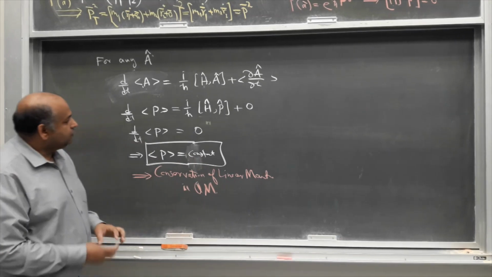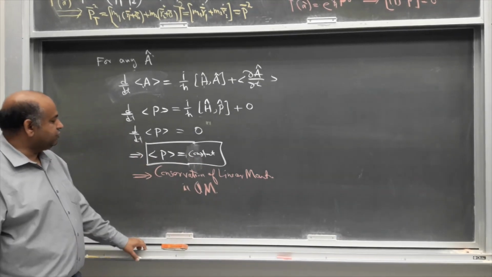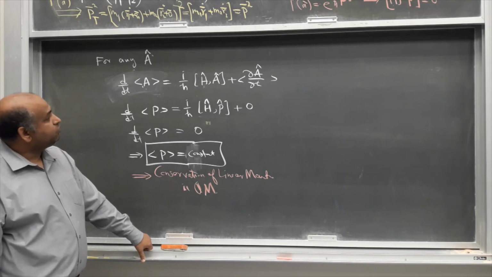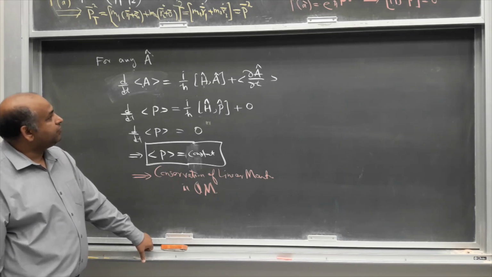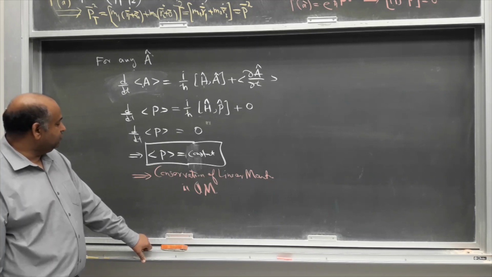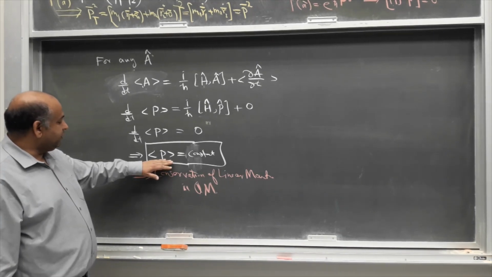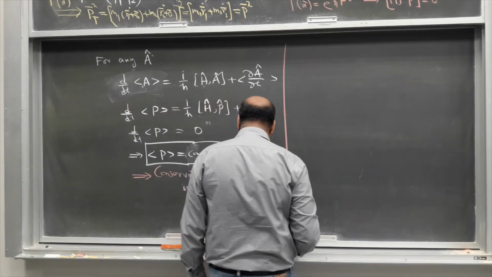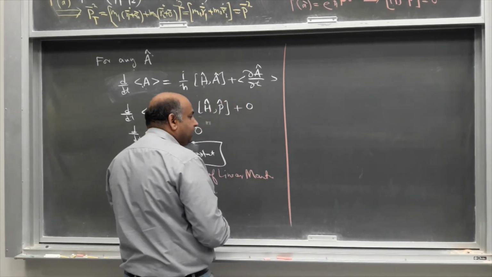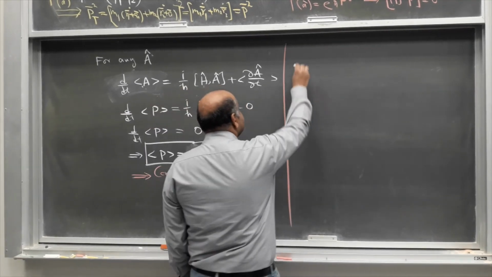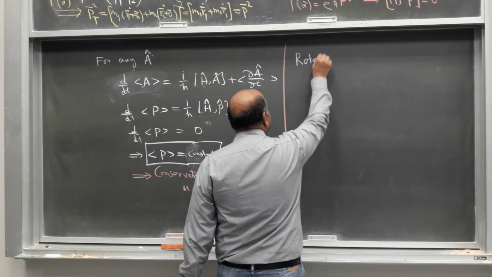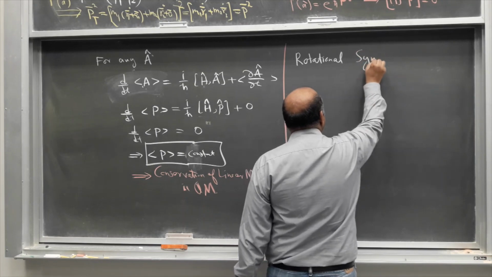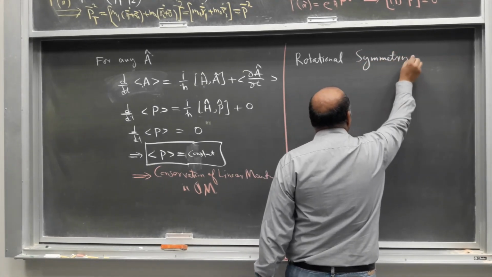Okay. So now we see that the translation operator commutes with the Hamiltonian, so the momentum operator commutes with the Hamiltonian, so the expectation value of linear momentum is constant. Let's now see another very important symmetry of the Hamiltonian, which is the rotational symmetry, a rotational invariance of the Hamiltonian.